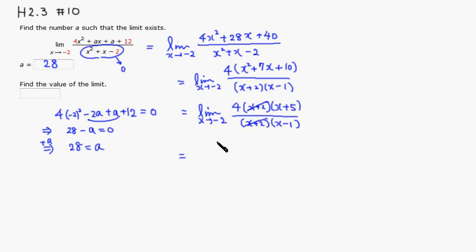So if you plug in, you're going to get 4 times (-2 plus 5), so it's going to be positive 3. Alright, so 4 times 3 on top. On the bottom, -2 minus 1, so it's -3. Right, so the 3 and the 3 cancel out, and you have -1, and so it's going to be -4. So the limit value is -4. Alright, that's it. I hope that this was clear.